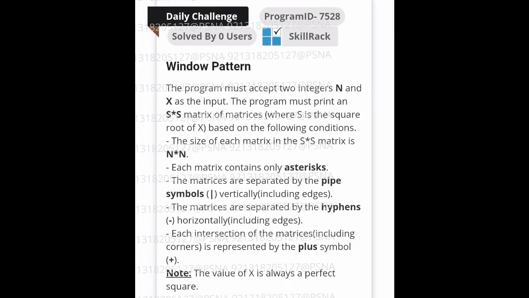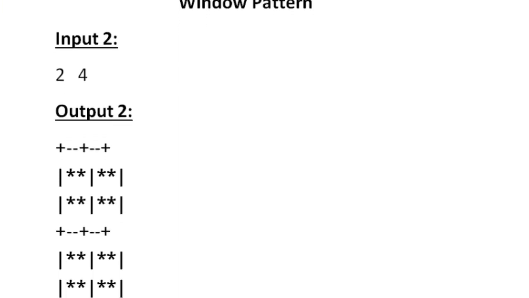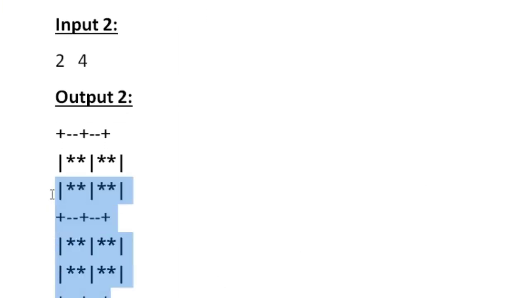This is our question asked in today's SkillTrack Daily Challenge. So now let us see our sample input 2 and understand how we are getting the following output pattern. For the sample input 2, the value of n is 2 and the value of s is 4.